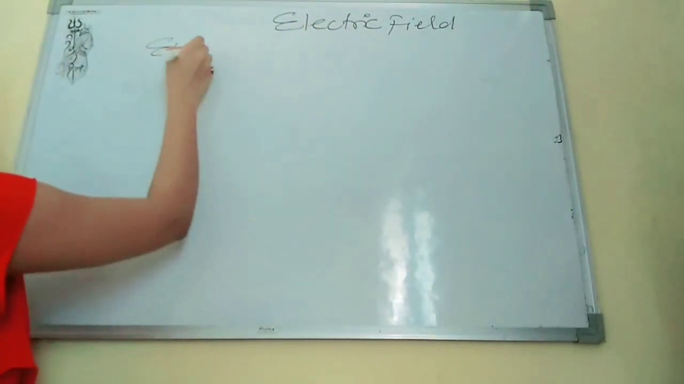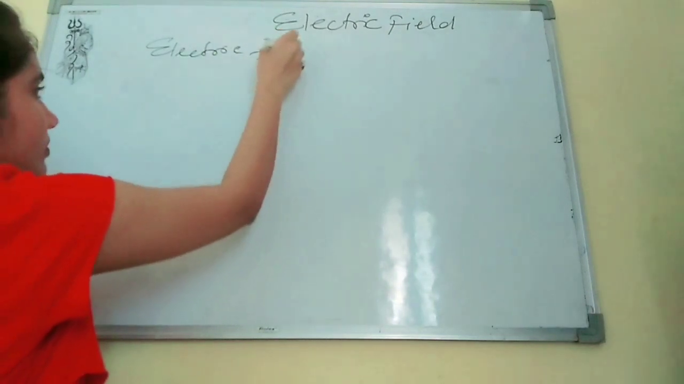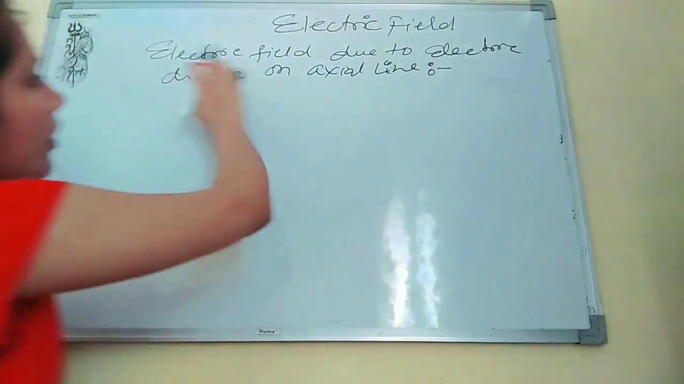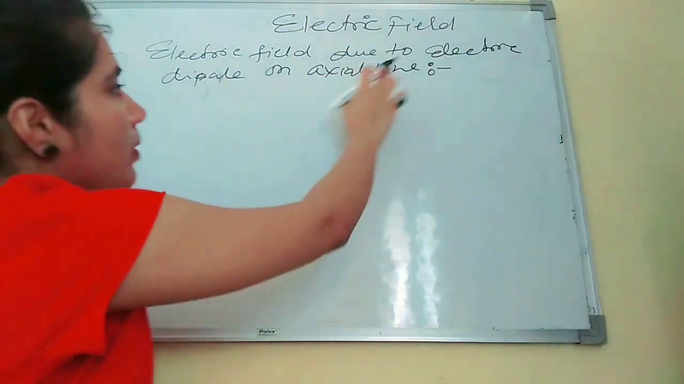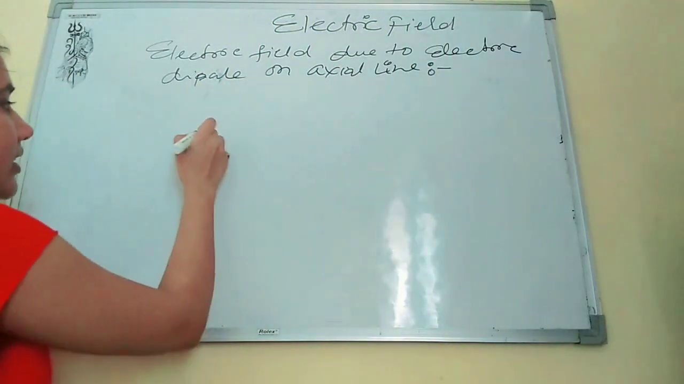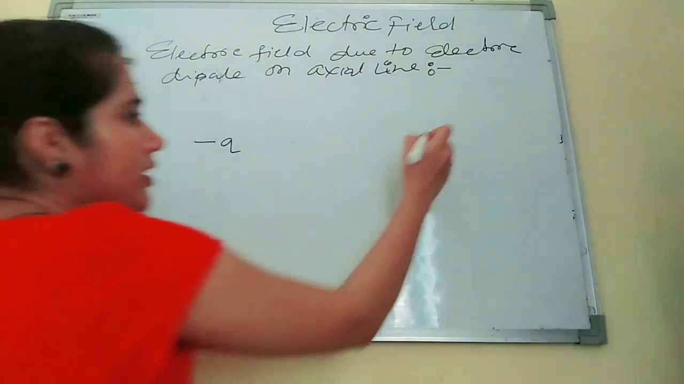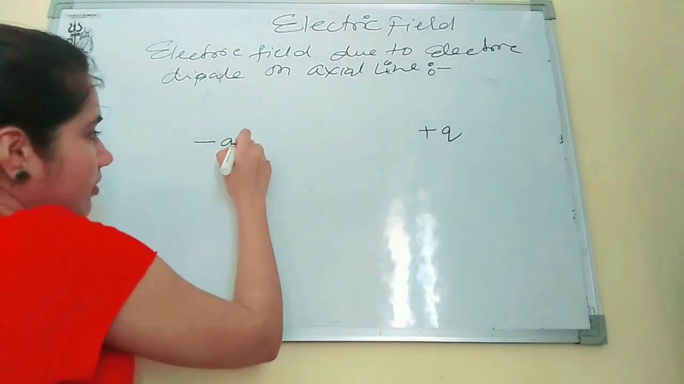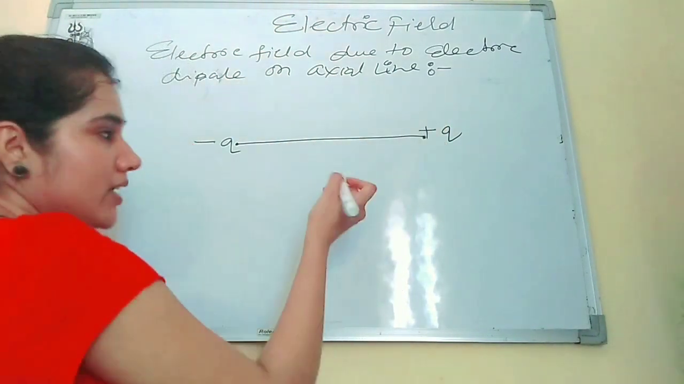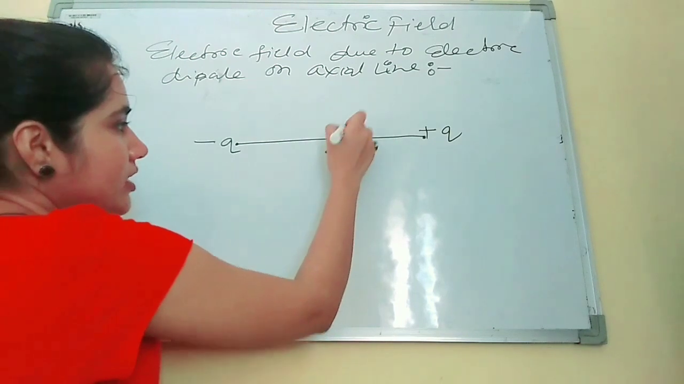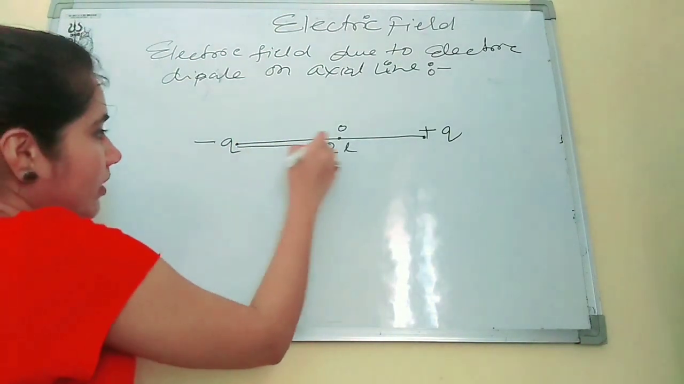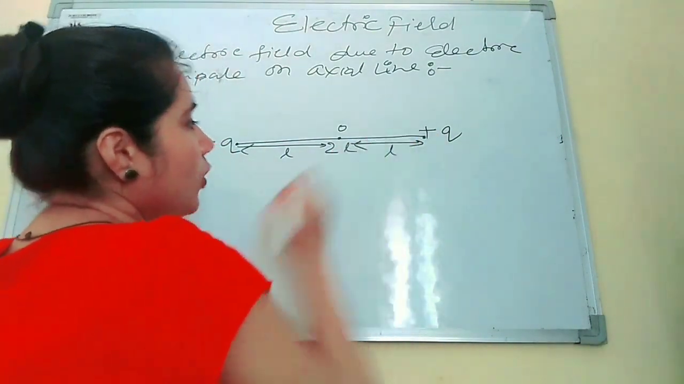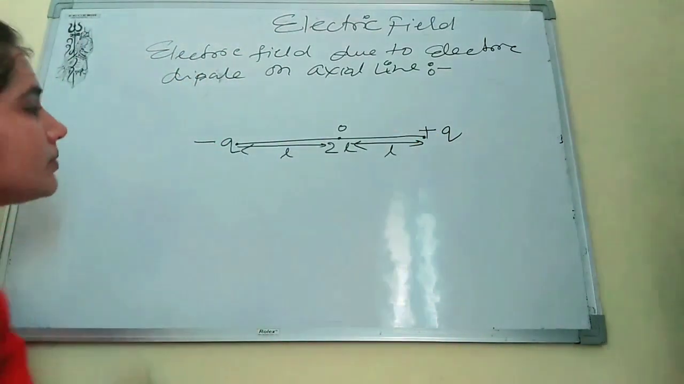Now we will see the electric field due to an electric dipole on the axial line. We know that this is the negative q charge and this is the positive q charge, both are different, and they are placed at some distance, that is 2l. This is the origin, which always divides it into equal parts, that is l and l.